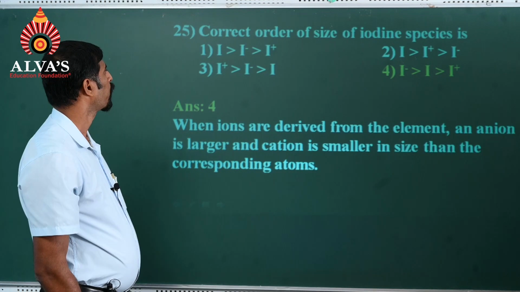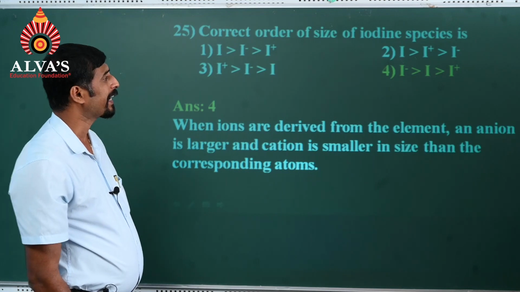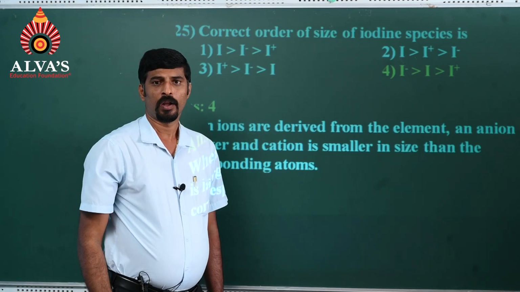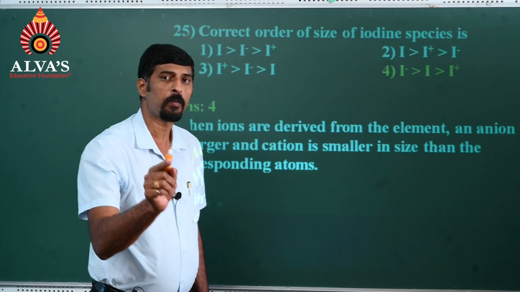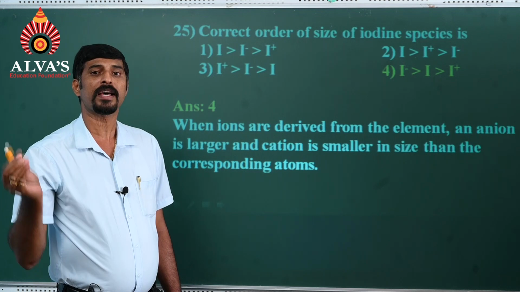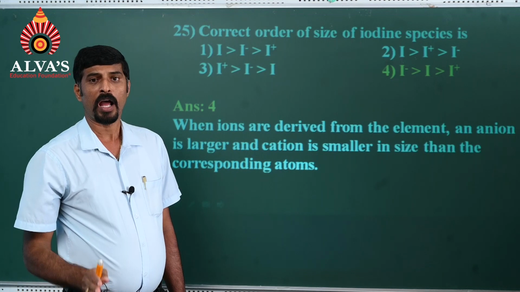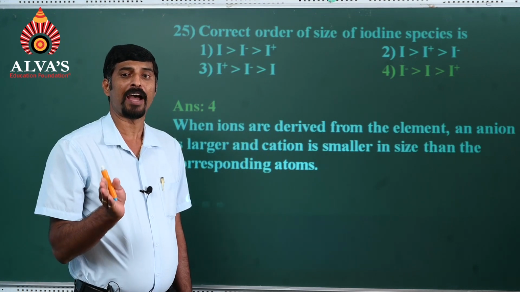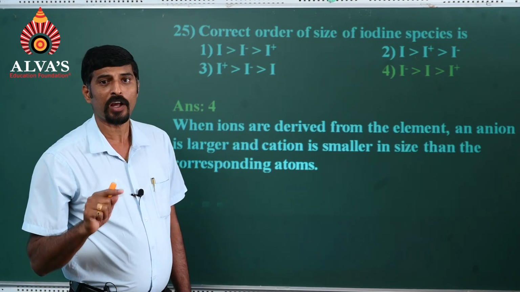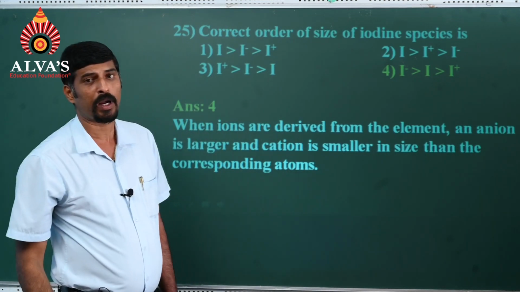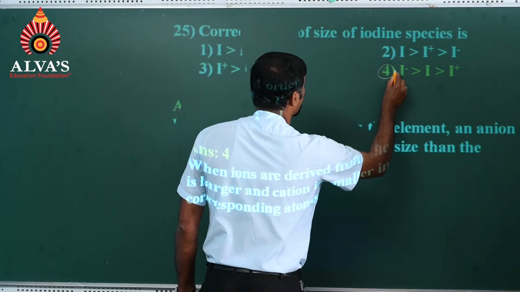Next, question number 25. Correct order of size of iodine species is. We know that when electrons are removed, it readily forms a positive ion. When electrons are added, it readily forms a negative ion. Please remember, a cation always has a smaller size when compared to the neutral atom. An anion has a larger size when compared to the neutral atom. Therefore, option 4 is the right answer.